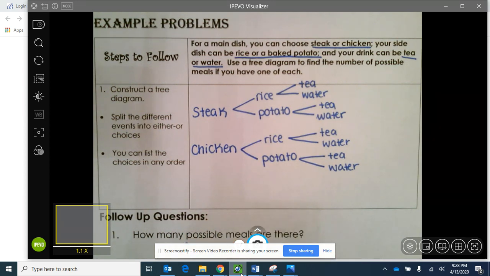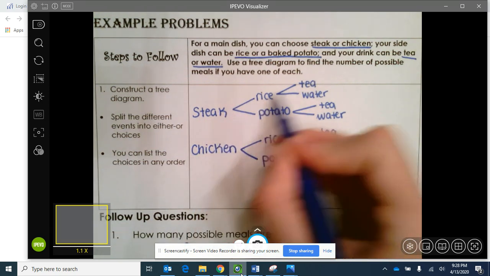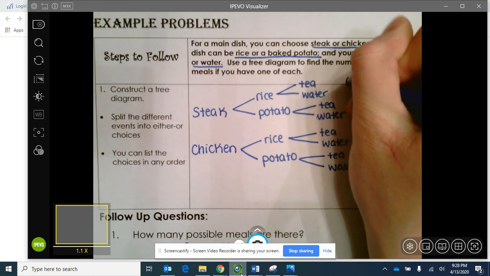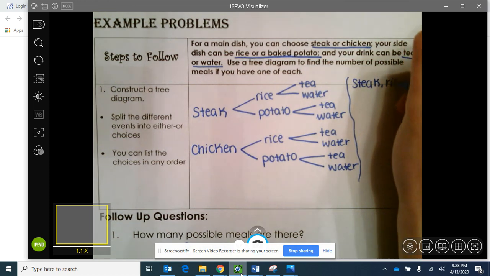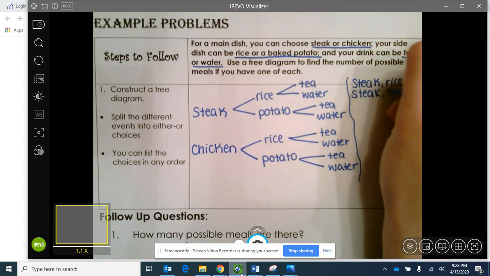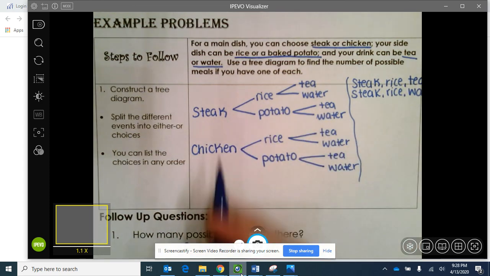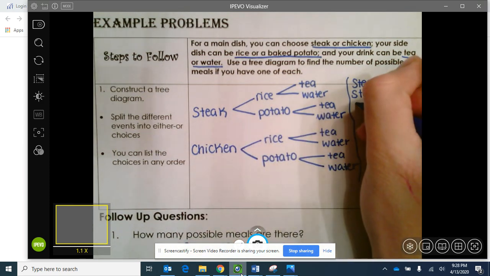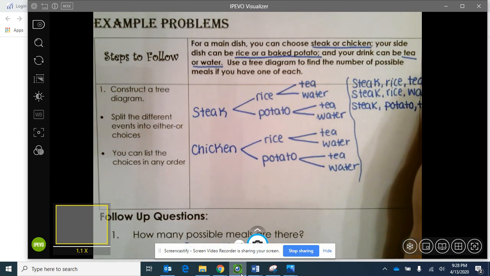Now, if I wanted to know specifically what all of those meal options were, I could just follow the branches of my tree. So for example, if I start with steak and go to rice and then tea, that's one option. So here are all my possible meals. I could have steak, rice, and tea. I could have steak, rice, and water. That's the second branch here. I could have steak, potato, and tea. So I'm just following those branches. Steak, potato, tea. Or I could have steak, potato, water.